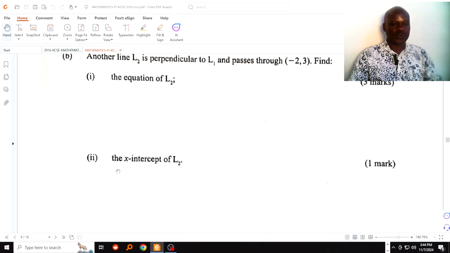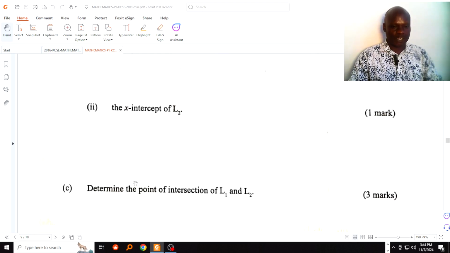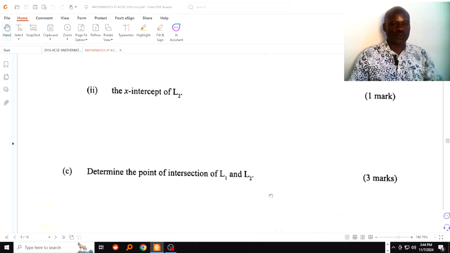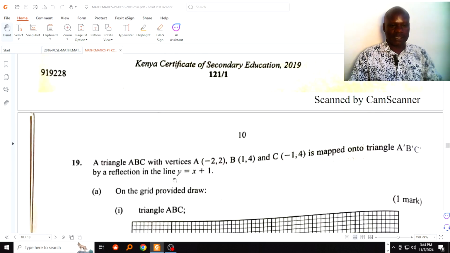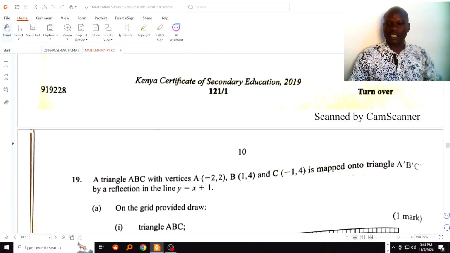Another line L2 is perpendicular to L1 and passes through (-2, 3). Find the equation of L2. Find the x-intercept of L2. Determine the point of intersection of L1 and L2. That's 3 marks. So that's the question. Let's see what our solution is.